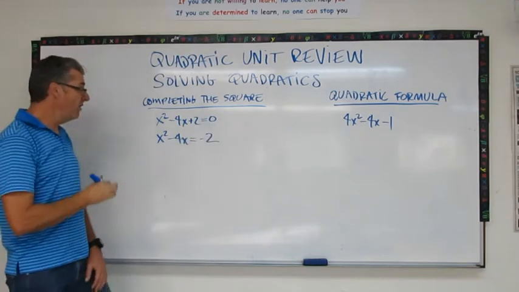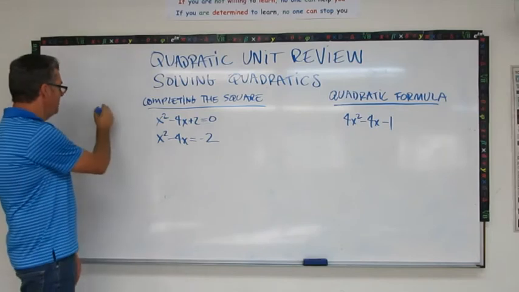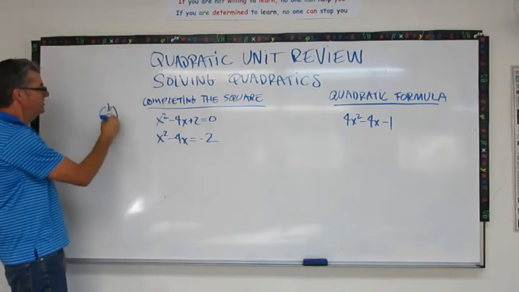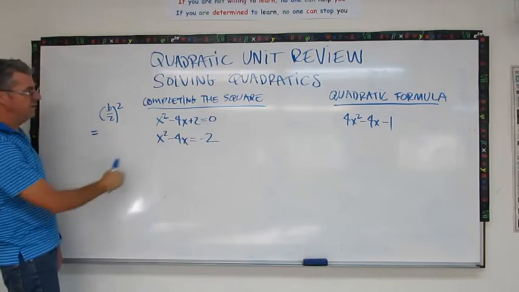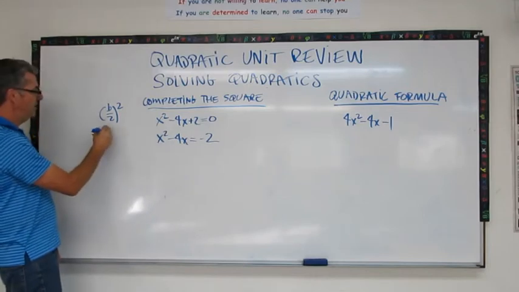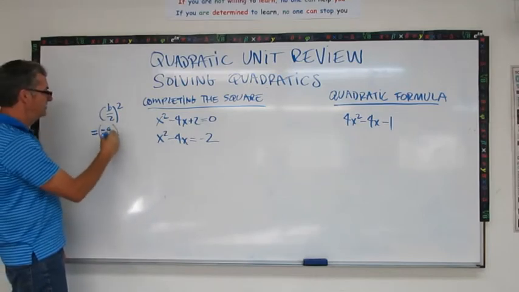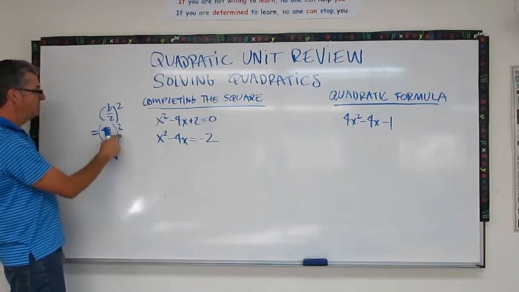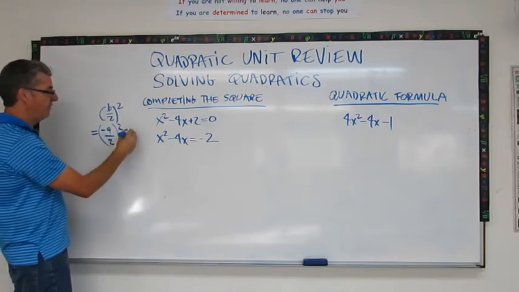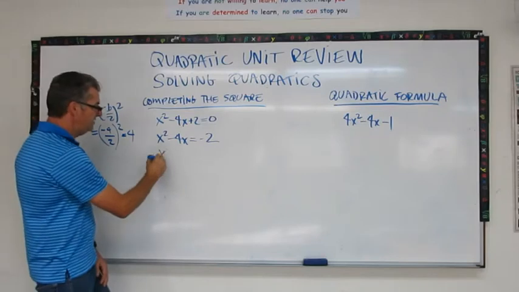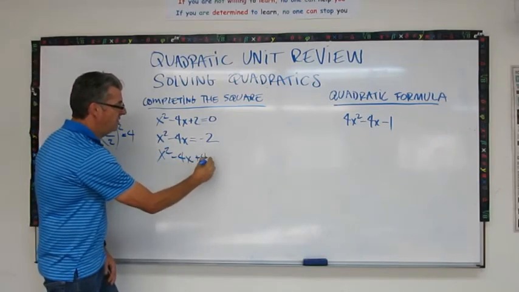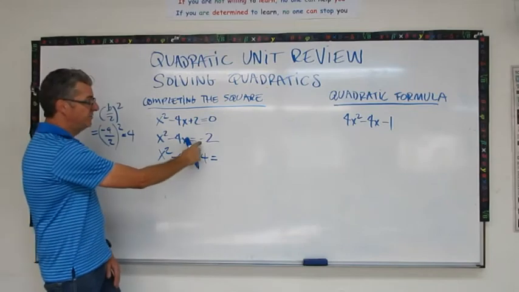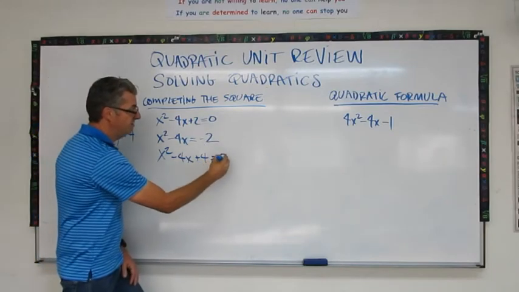Okay? Now, what we need to do is add b over 2 squared to both sides. So what's my b over 2 squared? My b is -4, so it's -4 over 2 squared. That's going to be -2, squared is just 4. So I have x squared minus 4x plus 4. Got to add it to both sides. So -2 plus 4 gives me a 2.